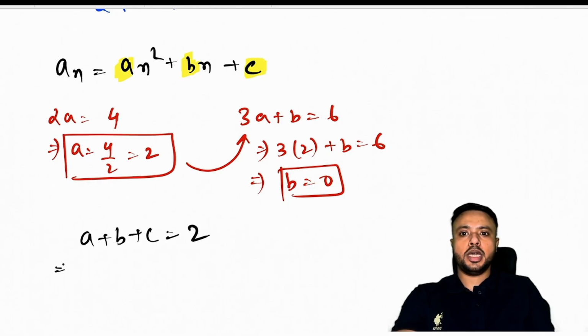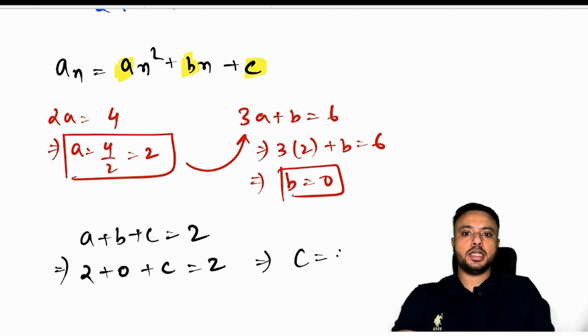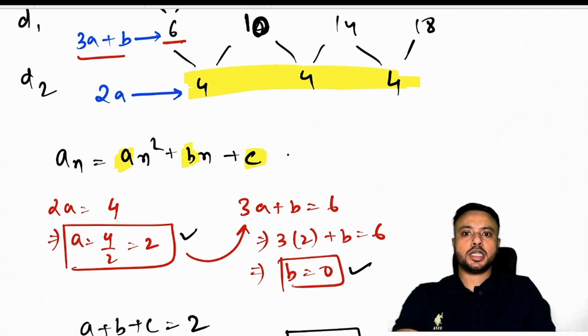I will substitute the a and b value. So I will substitute the a value as 2, b value as 0, plus c equal to 2. So from here I'll get c as 0. So I got b value as 0, c value as 0, and a value as 2. So I will just substitute it here.